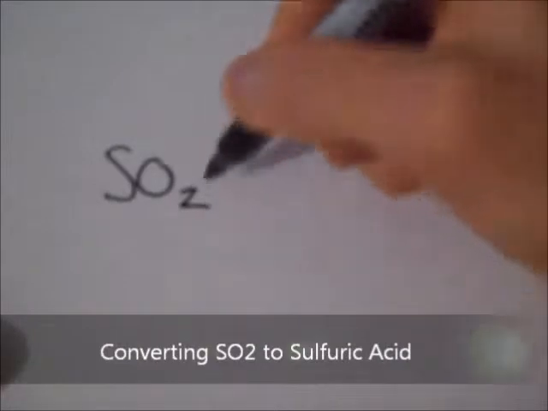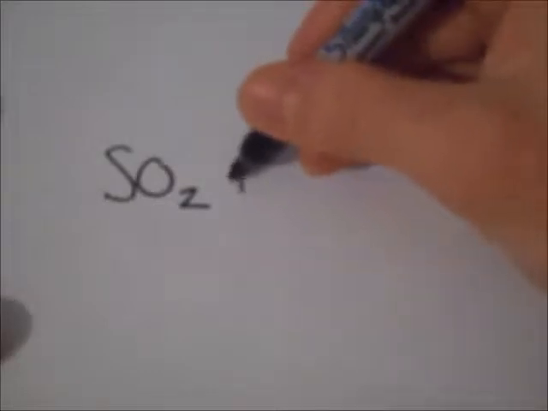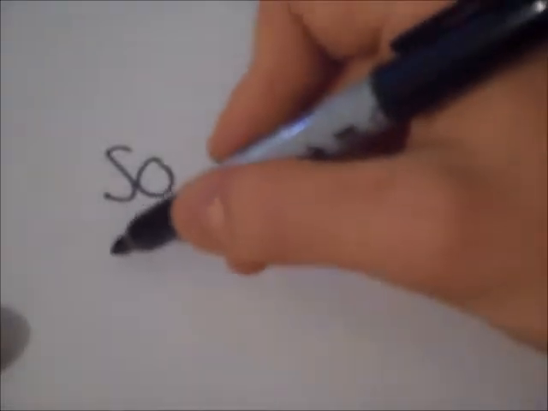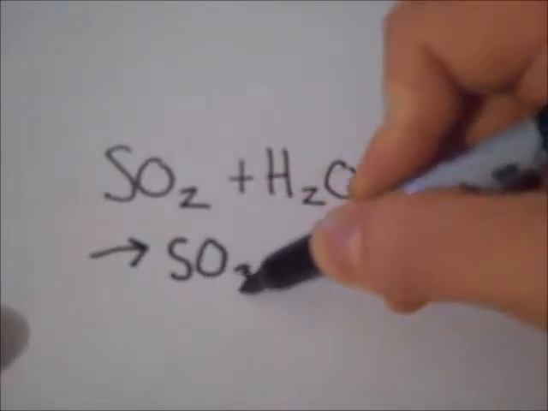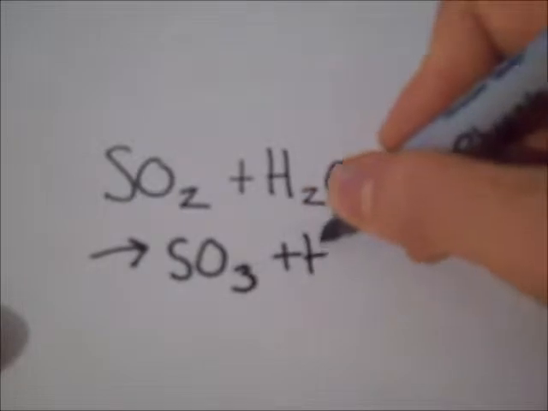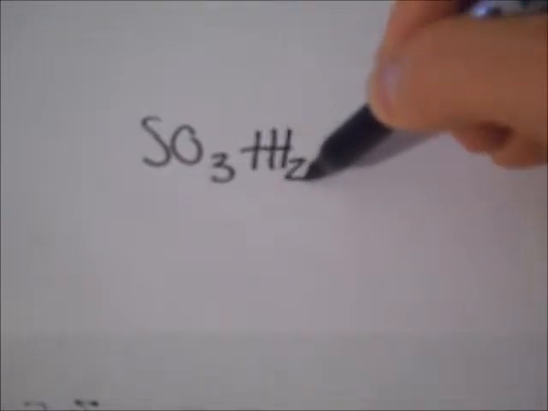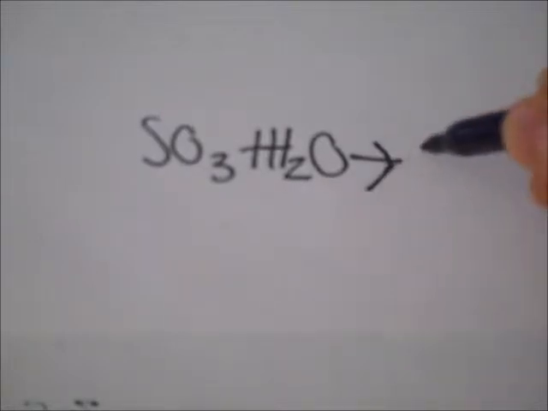Sulfur dioxide, SO2, combines with atmospheric hydrogen peroxide to form SO3 and water. After we form SO3, we're going to have a reaction between the SO3 and the water to form sulfuric acid.